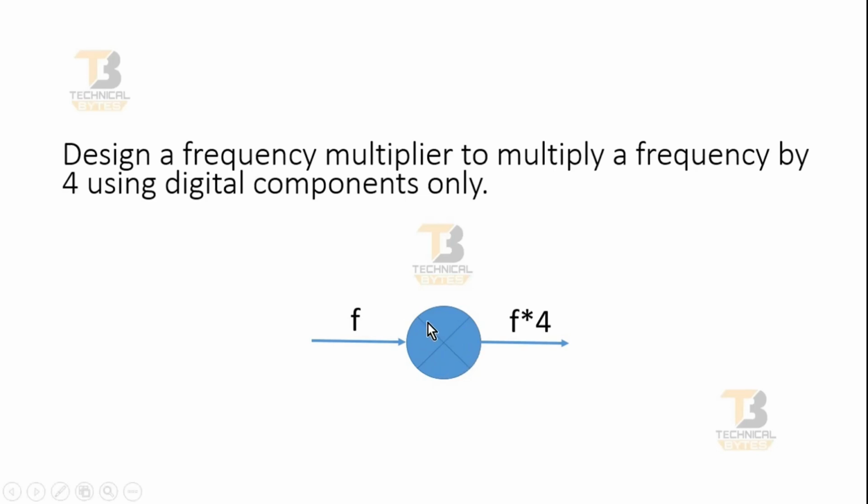This is our frequency multiplier. Input to this is a frequency f, and at its output the frequency should be f into 4. Now you can pause my video here and try to think of its answer.